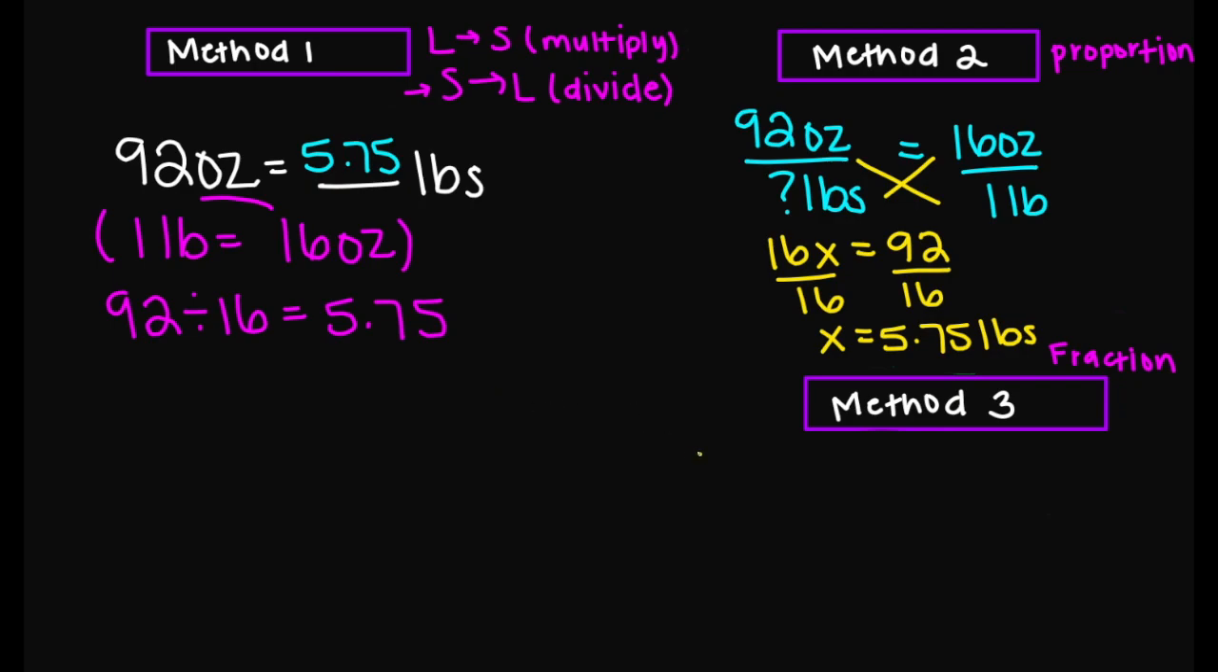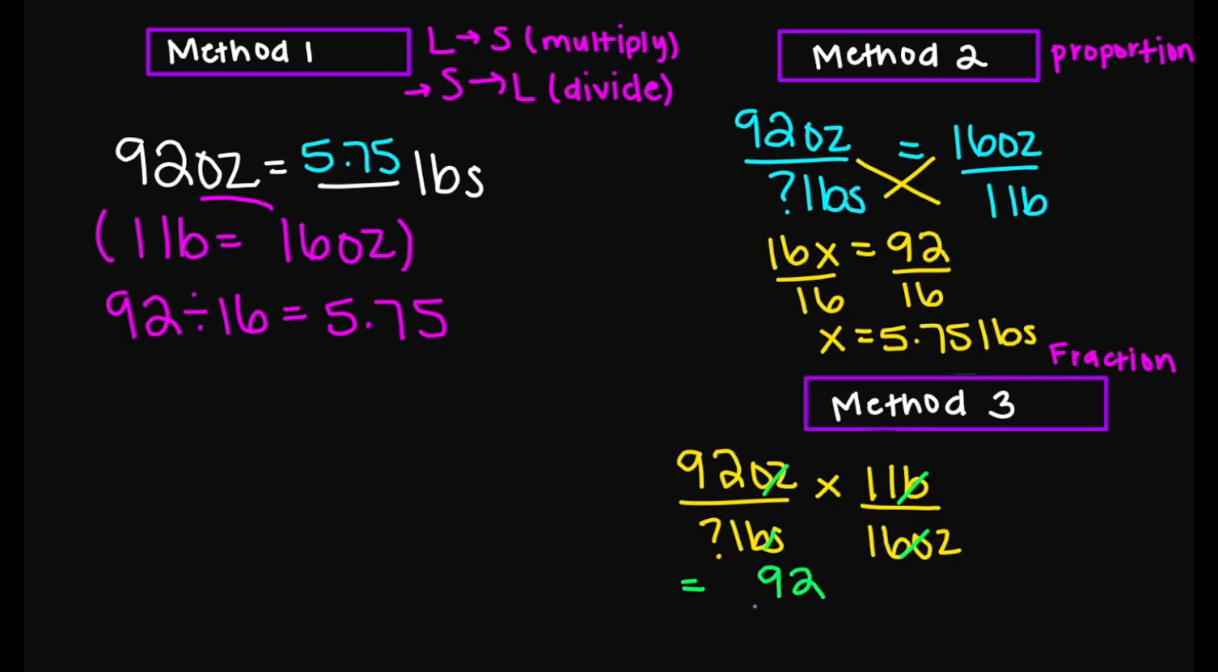Method number 3, I'm going to do 1 pound on top, and my denominator here, I'm going to do 16 ounces. Now I'm just going to multiply across. And remember, because I have a number in my denominator here, that means I do need to divide. So my numerator, these are all going to cancel out. My numerator, you're going to get 92. And your denominator, you're going to get 16. So 92 divided by 16 is also going to be 5.75 pounds.